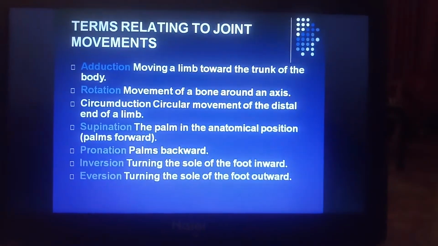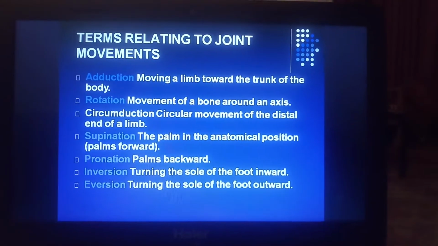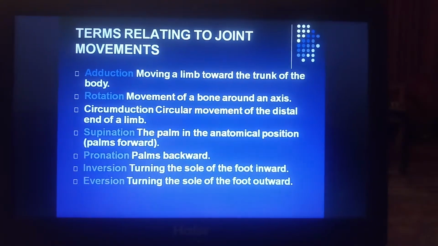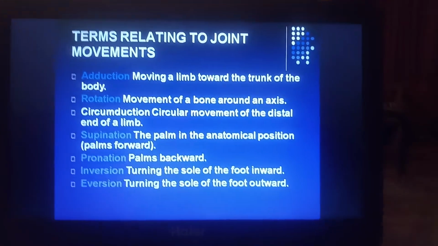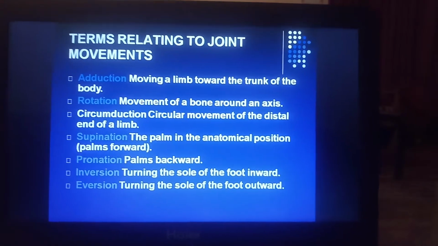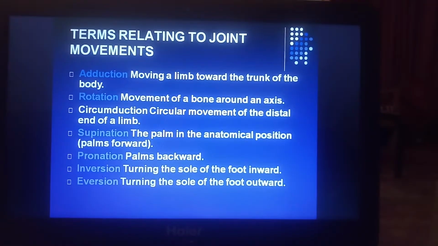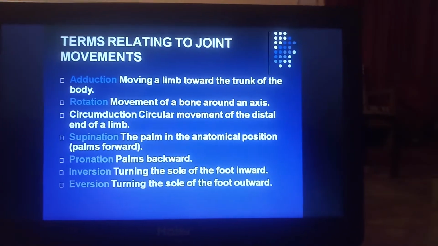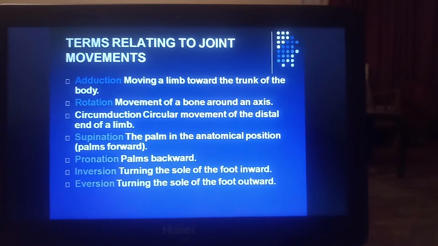And circumduction, as I told you about circumduction, here almost all types of movements occur. This is the circular movement of the distal end of a limb, which is the combination of all types of movements: flexion, extension, abduction, adduction, and rotation. And I told you which type of joints have these circumductory movements. Yes, the ball and socket variety.